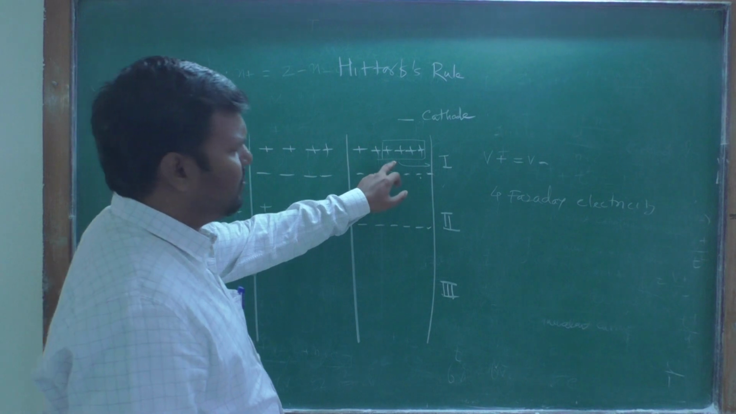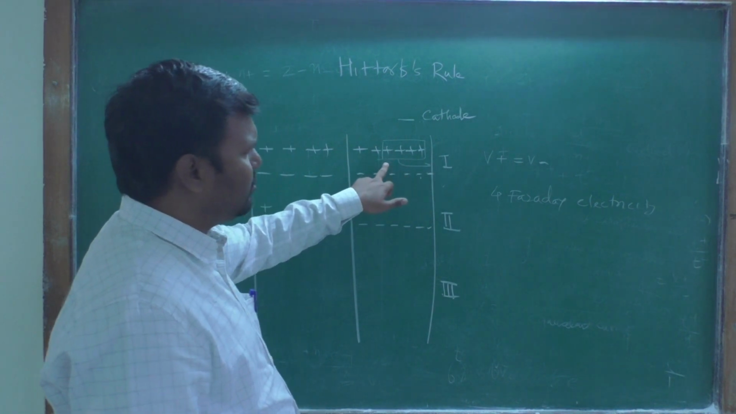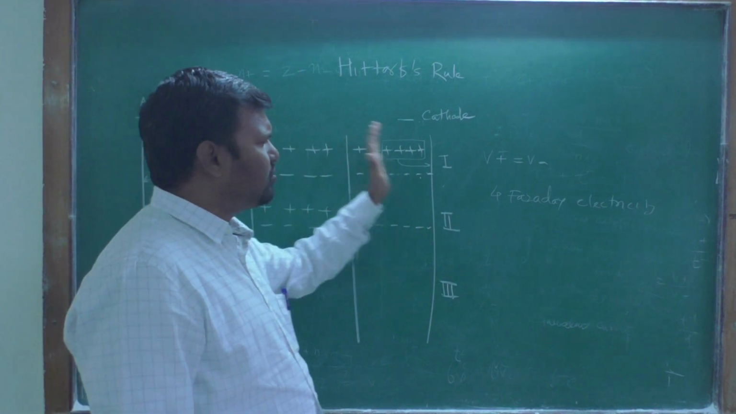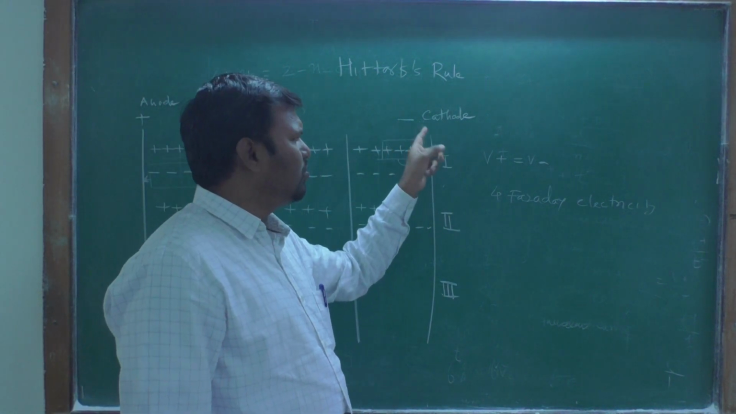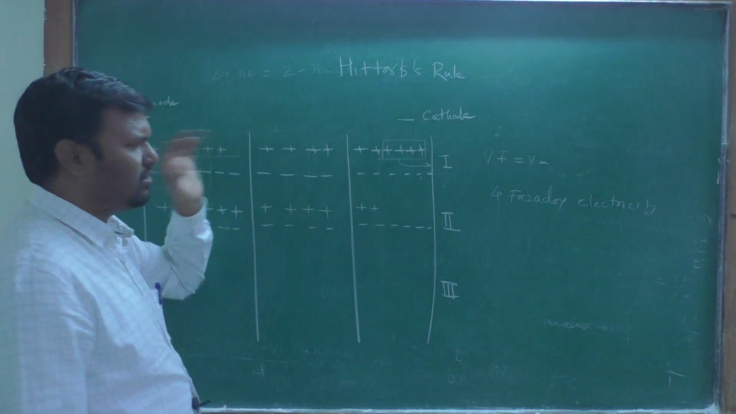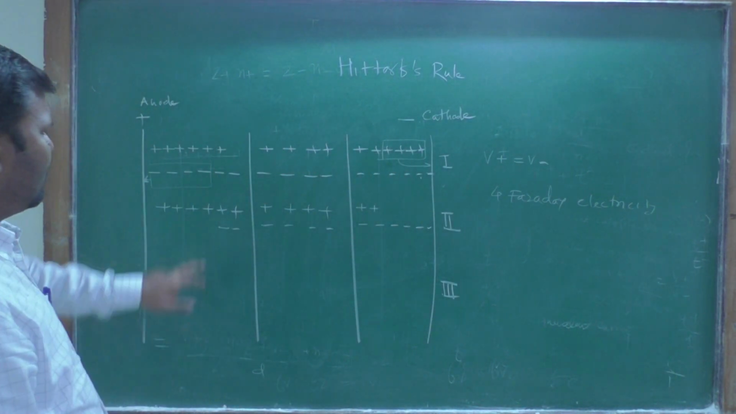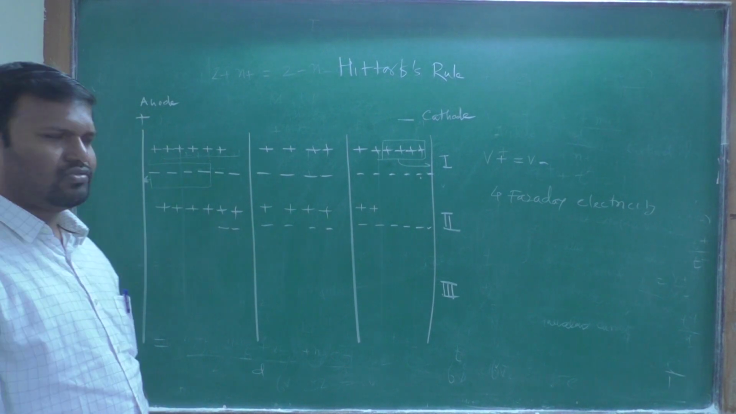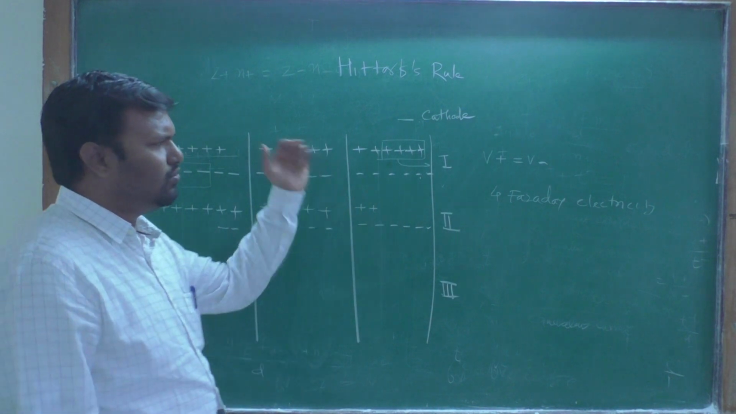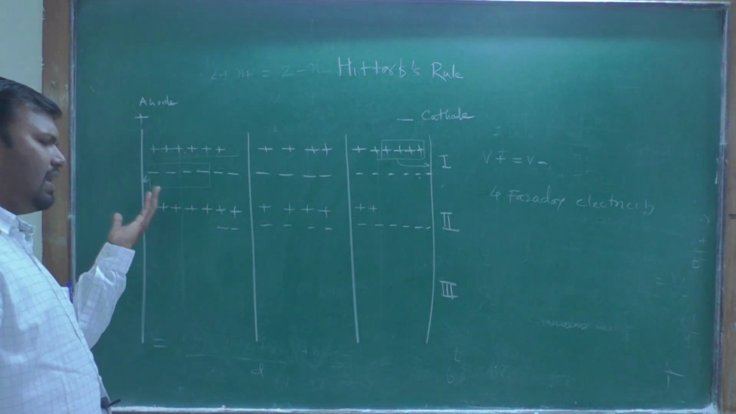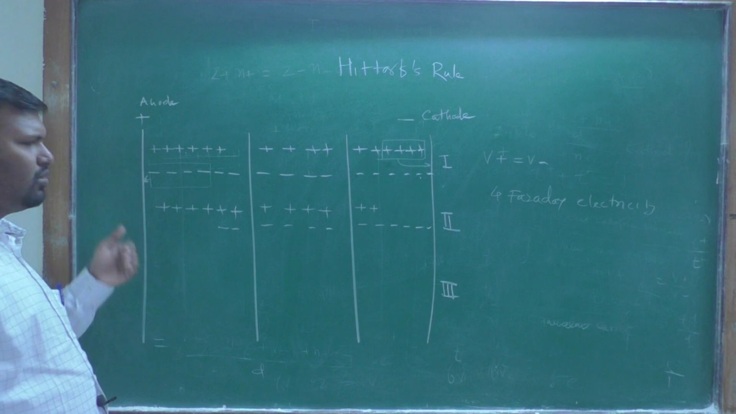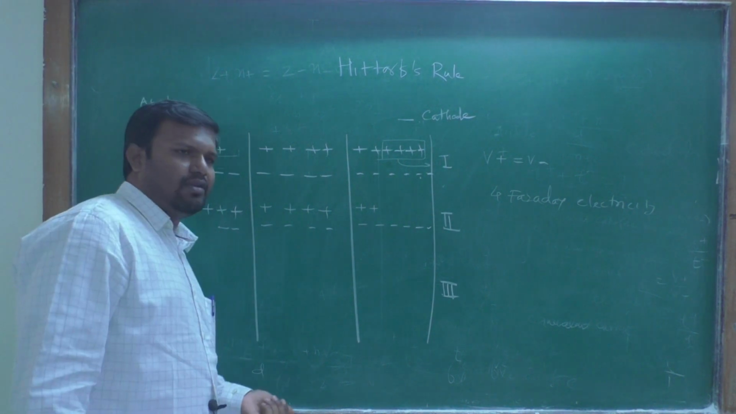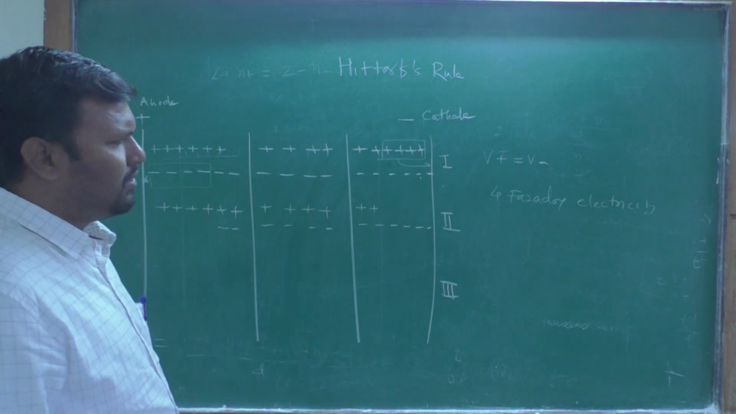At the first stage the positive ions migrate to the cathode and get deposited by taking electrons, because negative means it has the electron, negative charge is there. The negative ions deposit at the anode by giving the electrons. Cations are deposited by taking electrons, but anions are deposited by giving the electrons. Okay, 4 Faraday electricity is applied. First stage, that is what happens.